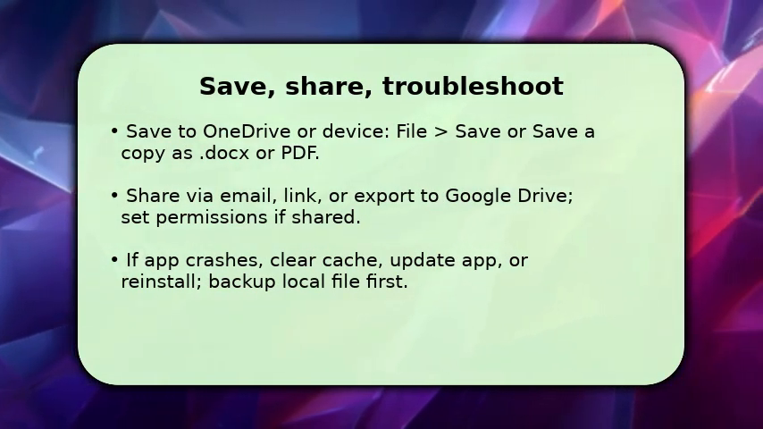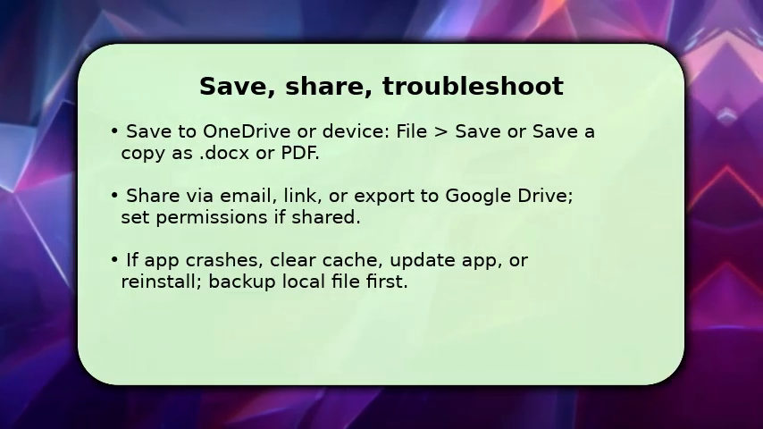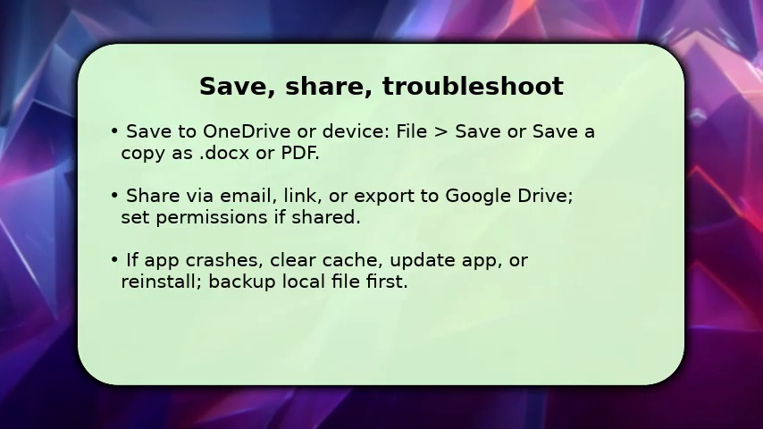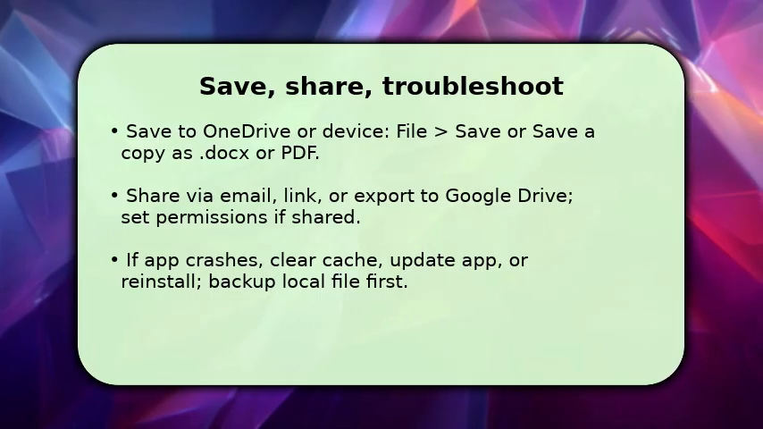Tap File and choose Save or Save a Copy. Pick DocX for Word compatibility or PDF to lock formatting. Select OneDrive to enable autosave, or choose this device to keep a local copy.